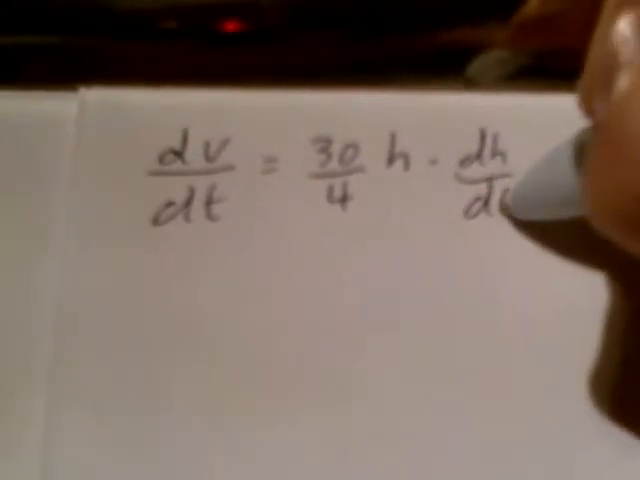I'm going to structure this a little bit better. So we have dV/dt equals, bring down the 2 in front, so we have 30 over 4 times h times dh/dt. And we know from the beginning of the problem that the volume is increasing at a rate of 5 cubic feet per second. 30 over 4 is the same as 15 over 2, or 7.5.